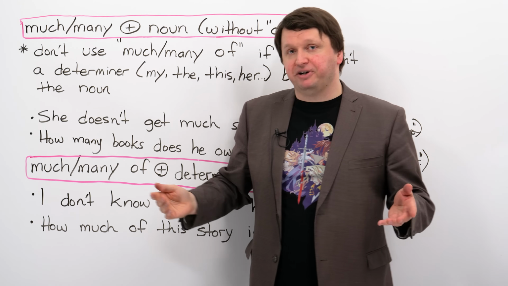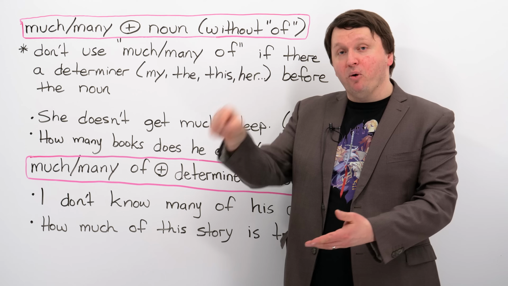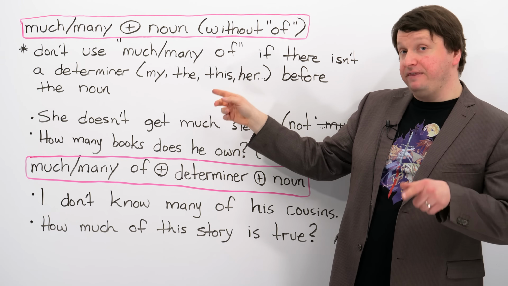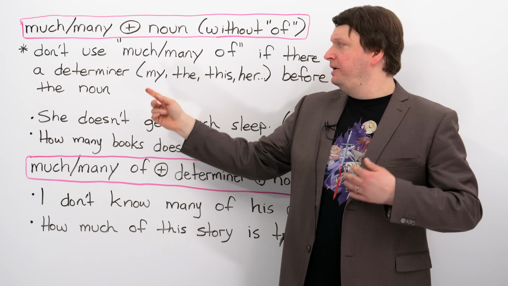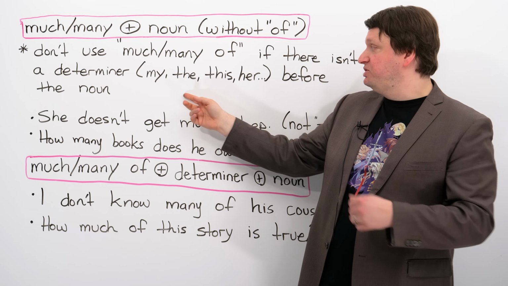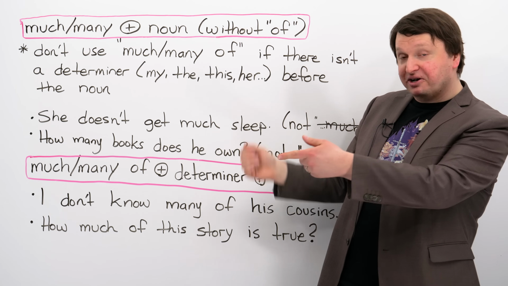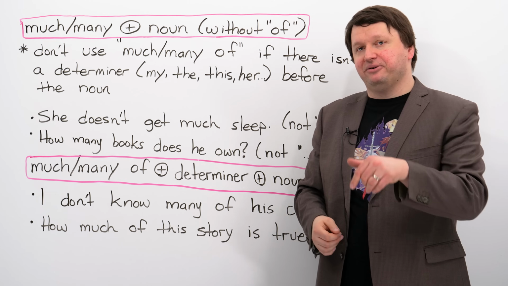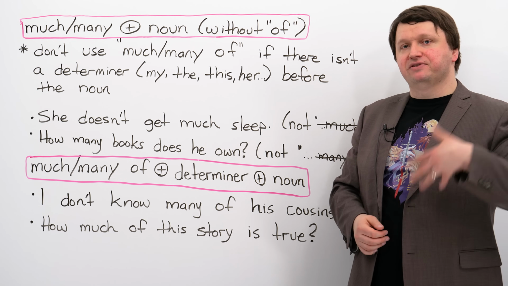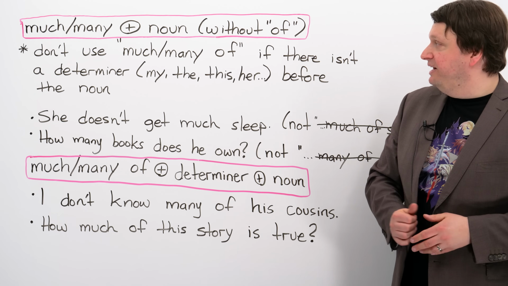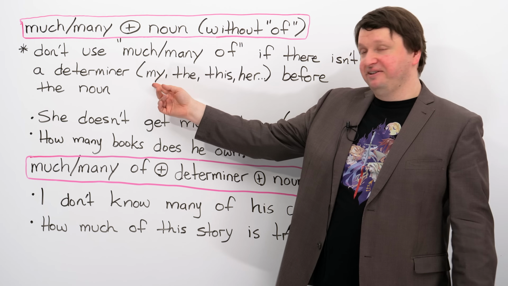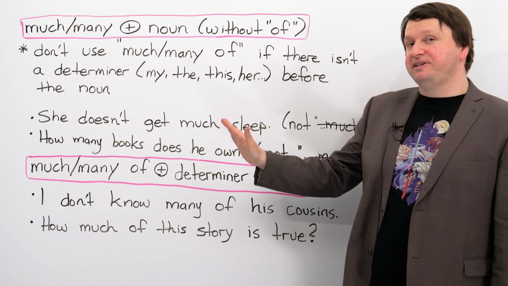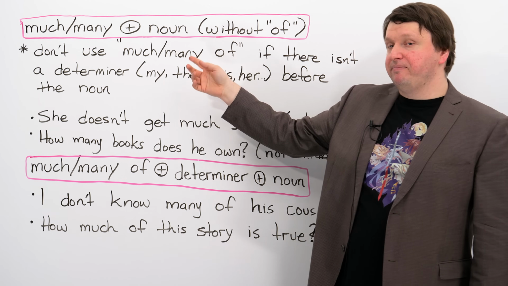First, what is a determiner? A determiner is a word that points to a noun. So for example, my, the, this, her. For example, my book, the information, this cat, her father. Okay, so these are determiners. They are words that point to a noun. So such as possessive adjectives or articles. Okay? All right, so if you don't see my, the, his, her, my father's, Derek's, if you don't see a determiner, don't use much or many of.